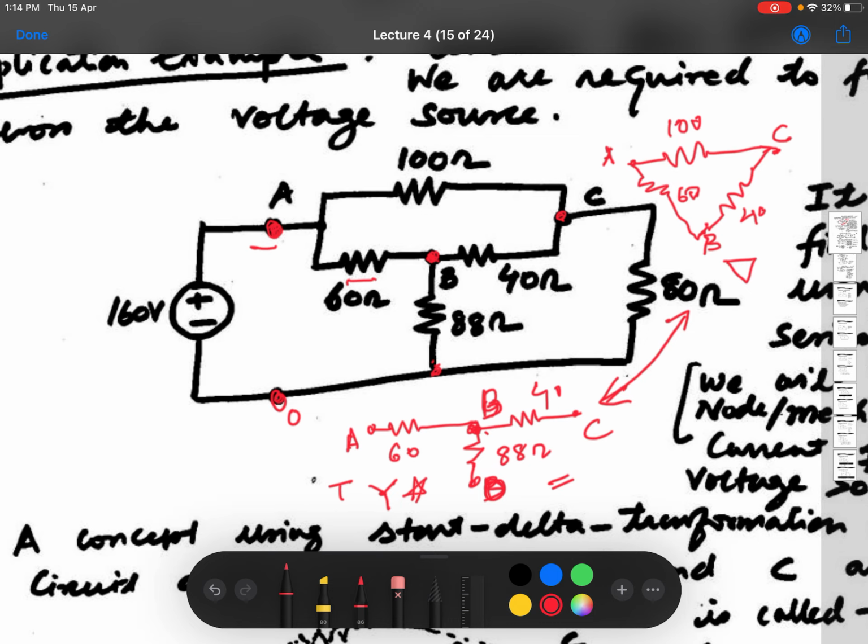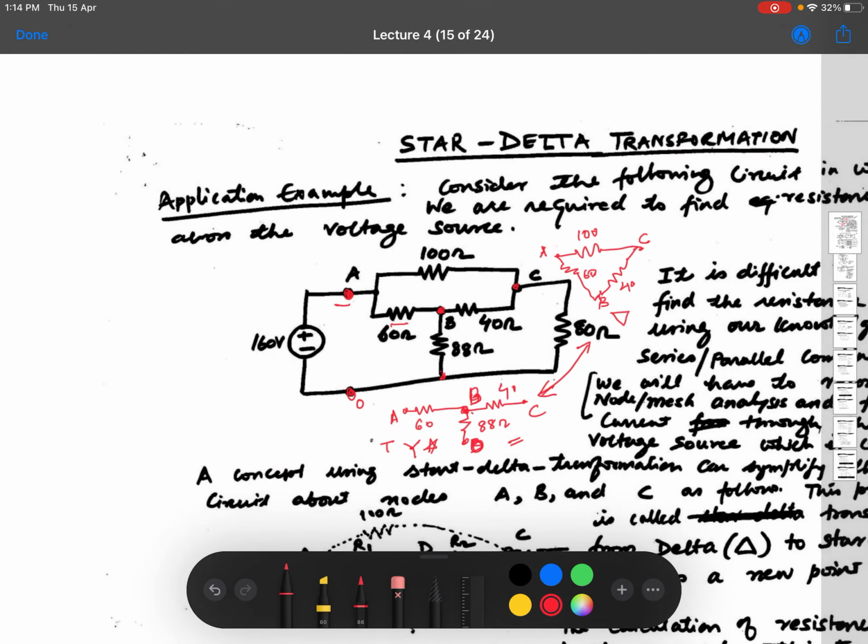Similarly, you can convert star connected resistances into delta connected resistances, and that is how you can simplify this circuit to look like a series and parallel connection. We will see how it is done, but first we will see how this conversion works.